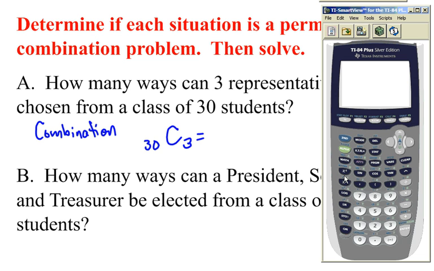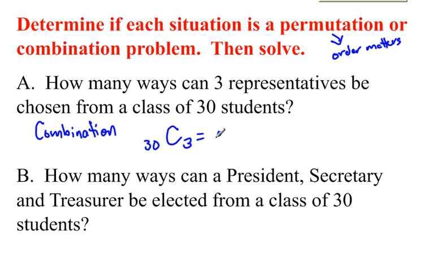And now I can go into my calculator, and let's put this in, 30, math. If I arrow left, I only have to go once over, choose C, enter 3, and look at that, we've got 4,060 different ways we could choose those 3 representatives.